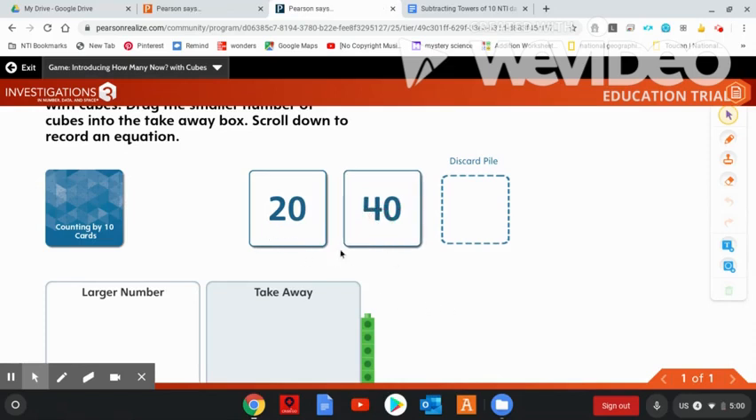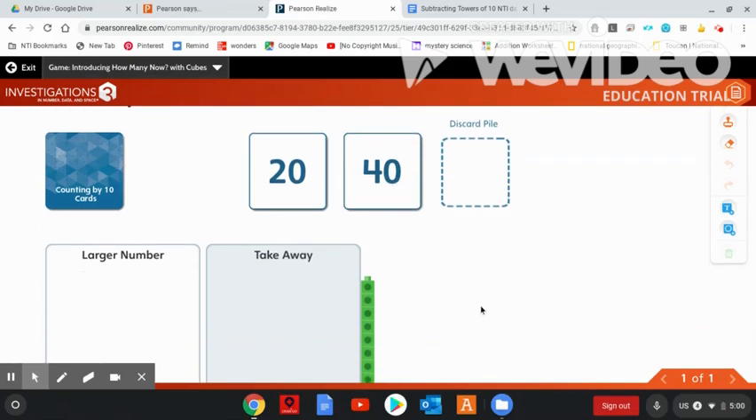Yes, 20 and 40. Next, we need to decide which of those 2 numbers is larger. Which one is greater than the other one? Yes, 40 is greater than 20. I can tell that really quickly by looking in the tens place. I have a 2 in the tens place in 20 and a 4 in the tens place in 40. And 4 is greater than 2. 40 is greater than 20.